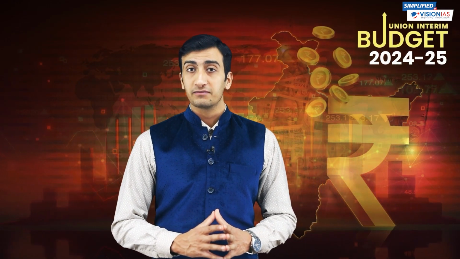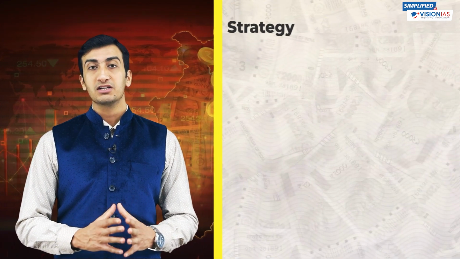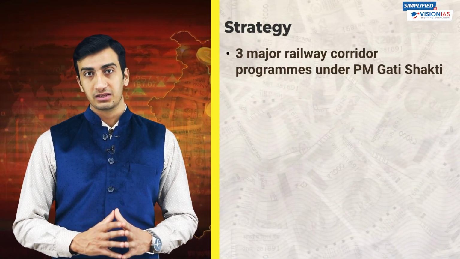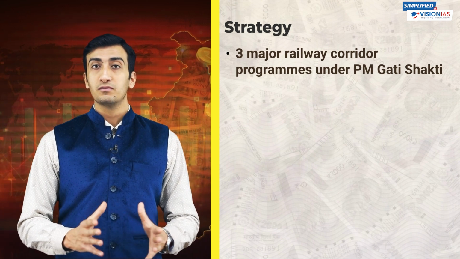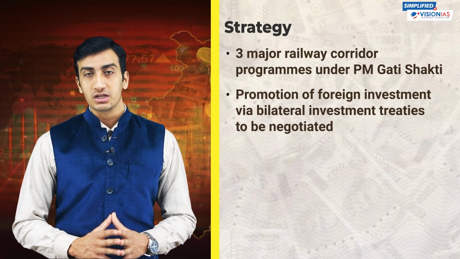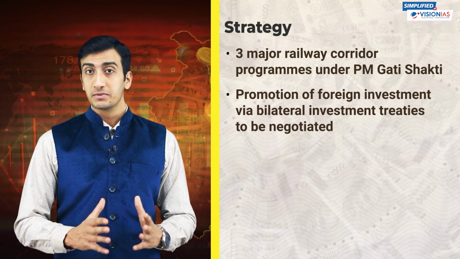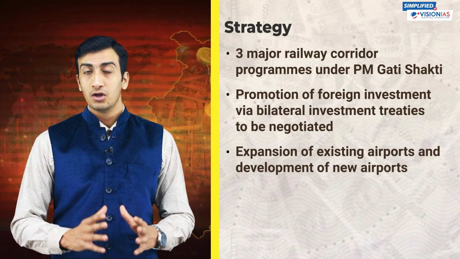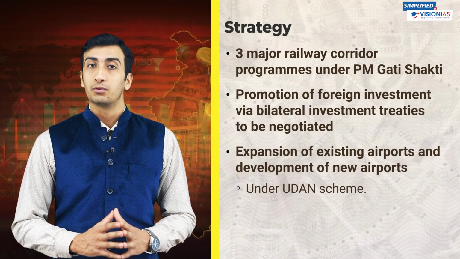Moving on, in the field of infrastructure and investment, implementation of 3 major railway corridor programs has been planned under PM Gati Shakti. PM Gati Shakti is to improve logistic efficiency and reduce cost. Additionally, the promotion of foreign investment via bilateral treaties is to be negotiated, and the expansion of existing airports and comprehensive development of new airports is underway via the Udan scheme.